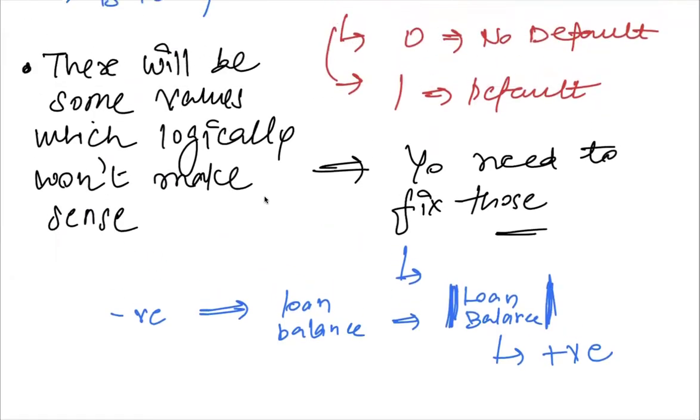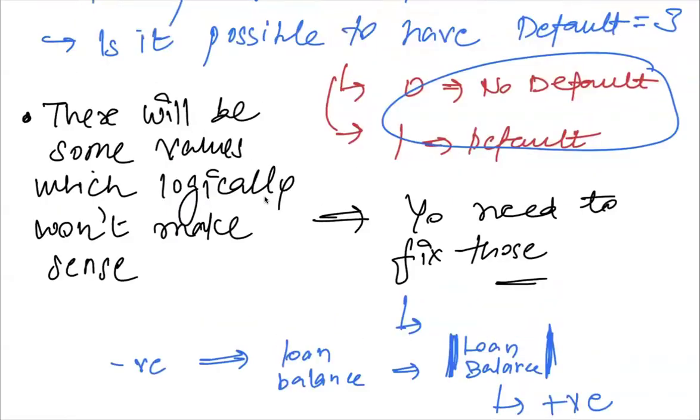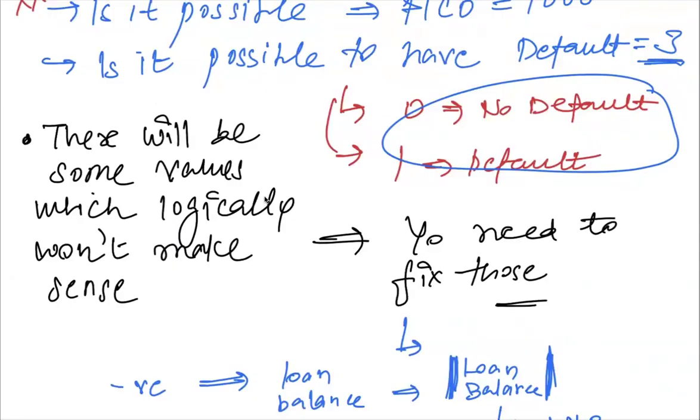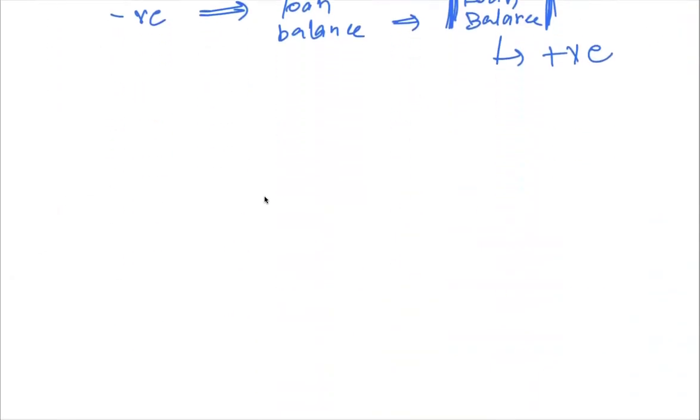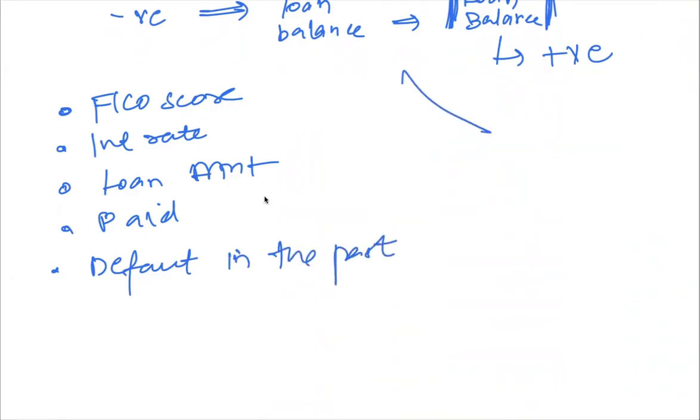Let's say you found that the loan default is 3. What you can do is use your expert judgment: look at the FICO score, look at the interest rate being charged, look at the loan balance, how much balance is paid, and whether there was any default in the past. All this will help you understand whether to put 0 or 1 for this specific case.